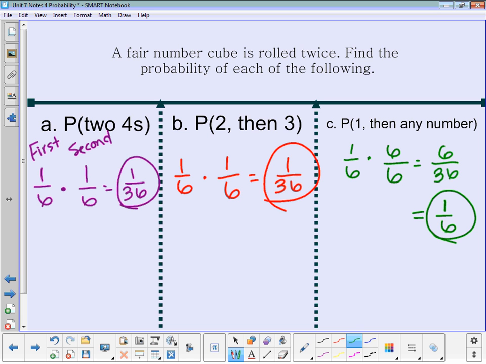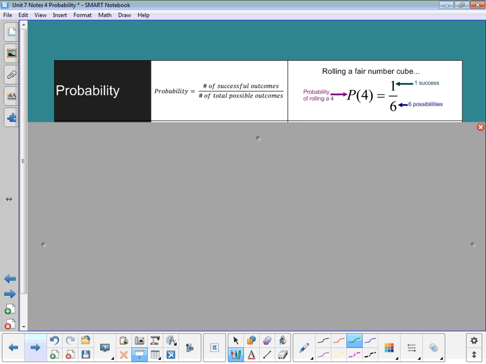So there's our probability. And like I said, probability is known as the number of successful outcomes divided by the number of total possible outcomes. So the notation right here, probability of rolling a 4, there's 1 success and there's 6 possibilities, so it's a 1 out of 6. Okay, and this is just an example for you.